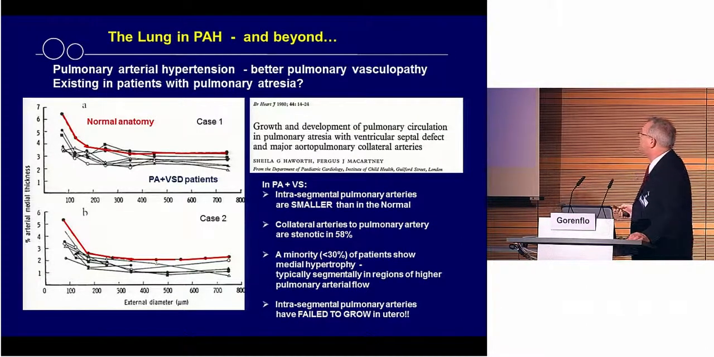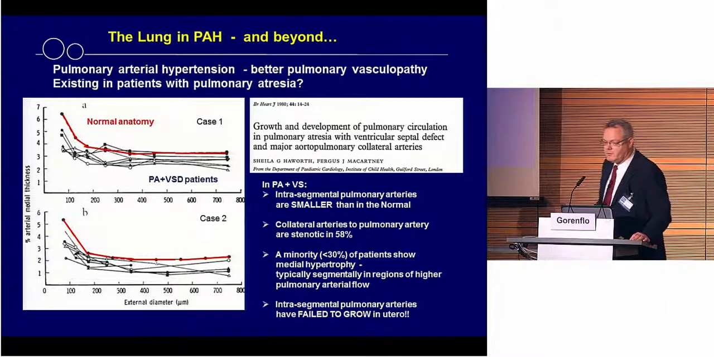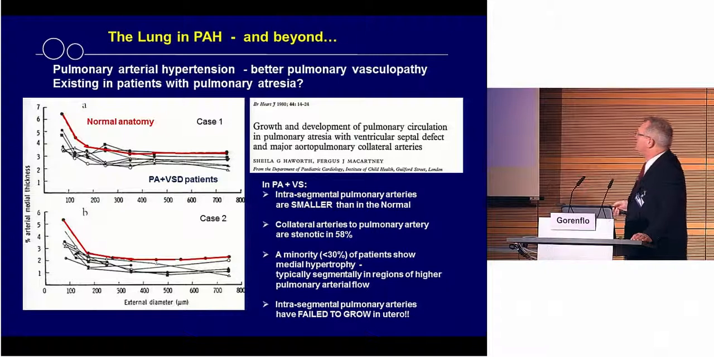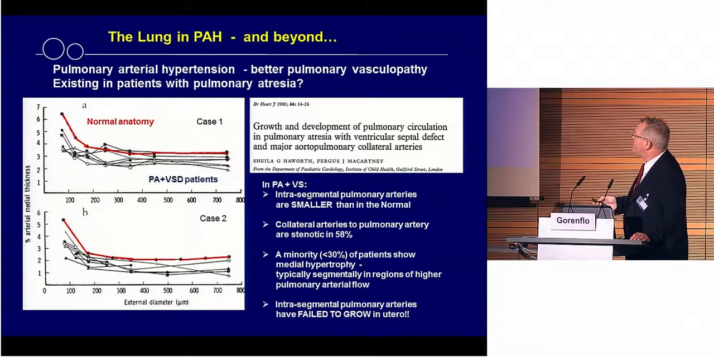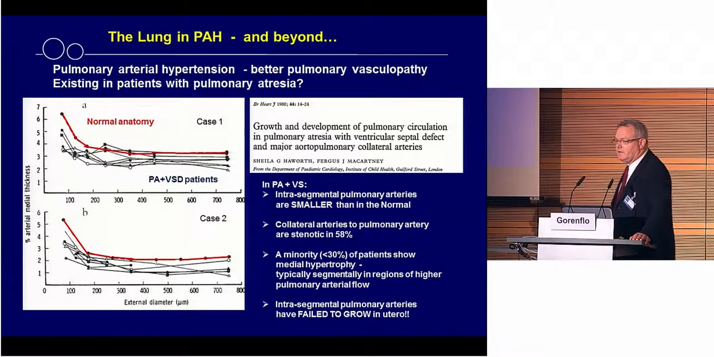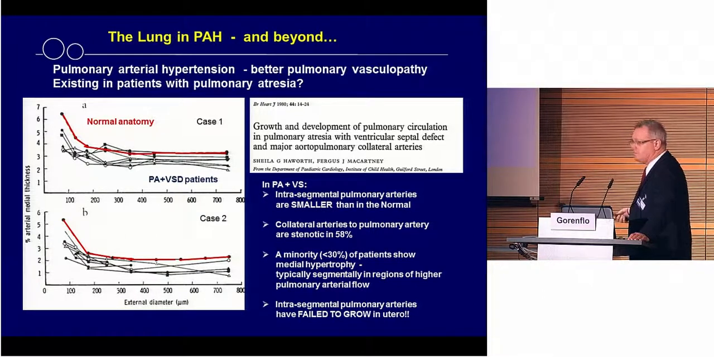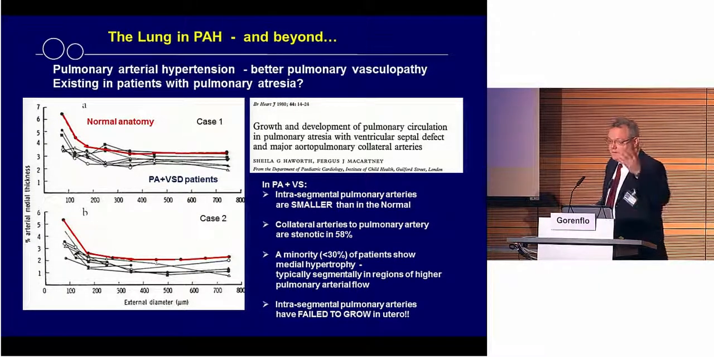And my previous teacher, Glenys Haworth, with whom I had the pleasure to work in 1994 in London, did a wonderful series summarizing some of these patients and giving the details on anatomy of the interpulmonary arteries, reflecting the differences in external diameter versus the arterial medial thickness. Here you have the normal anatomy, and you find that all these arteries, also in the interparenchymal intersegmental part, are smaller than in the normal. They are smaller. If they have collaterals, they have stenosis, and we know that from several talks before.